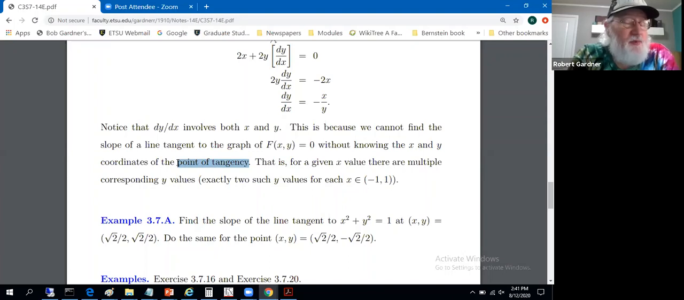Remember, x squared plus y squared equals 1. That violates the vertical line test. For a given x value, there's more than one y value. Usually there's two y values. For every x value between -1 and 1, there correspond two y values. So if we wanted to talk about the slope of a line tangent to the graph of that equation, we've got a problem unless you tell me both the x and the y coordinates of this point of tangency.